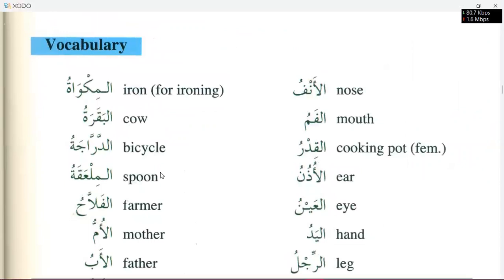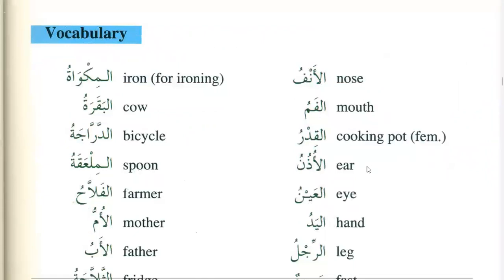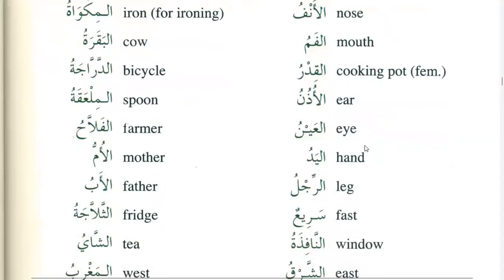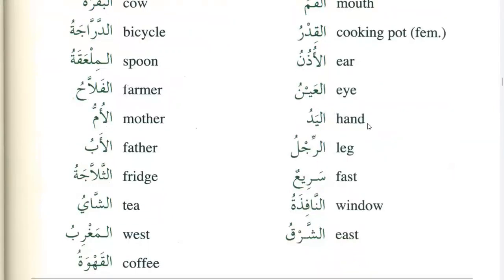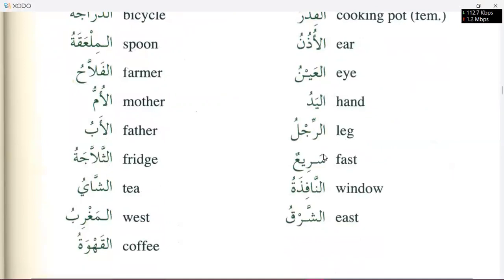Next we have vocabulary. Shall I start with the nose? Yes. Al-anfu nose, al-famu is mouth, al-qidr is the cooking pot, al-udhunu the ear, al-aynu the eye, al-yadu the hand, al-rijlu the leg. Sari'un, no sorry, sari'un means fast. Nafidhatun means window. Ash-sharqu is the east.